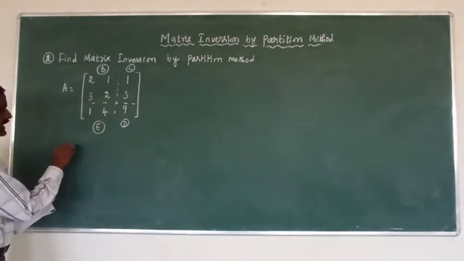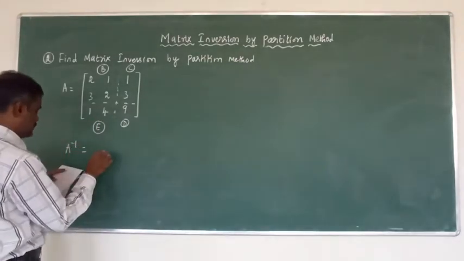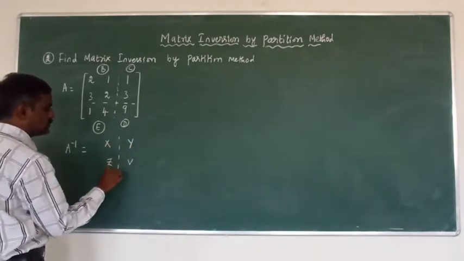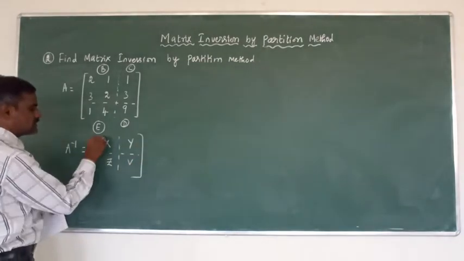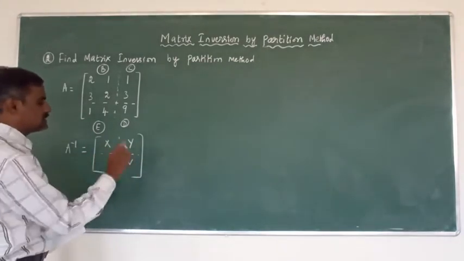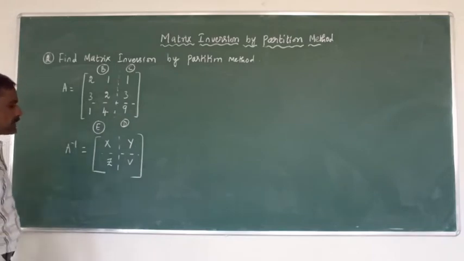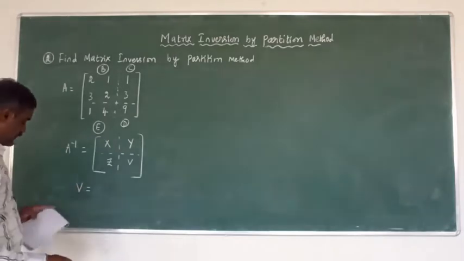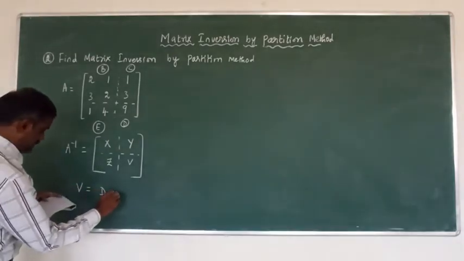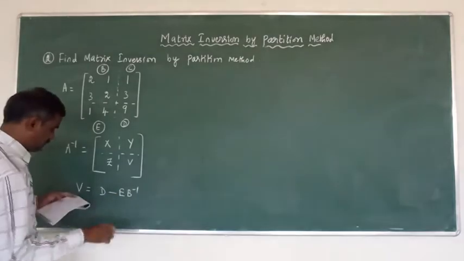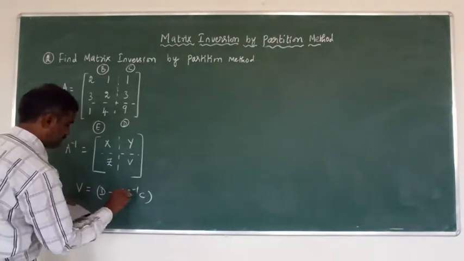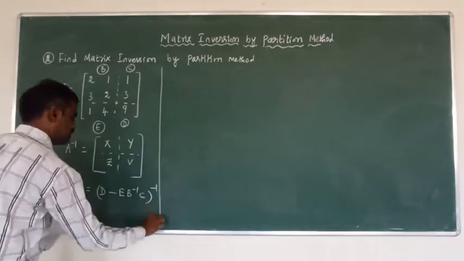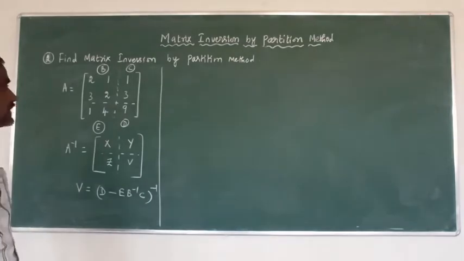Now to find out the A inverse, X, Y, Z and B value, substitute in the corresponding positions. Okay, first we have to find out the B value. For the formula, V equal to D minus E B inverse C, minus, the result inverse. First we have to find out the B inverse.